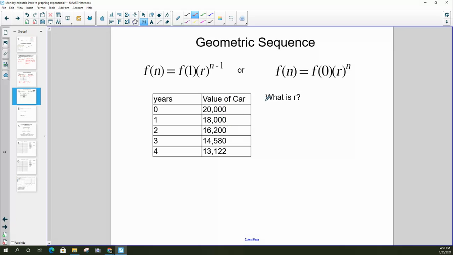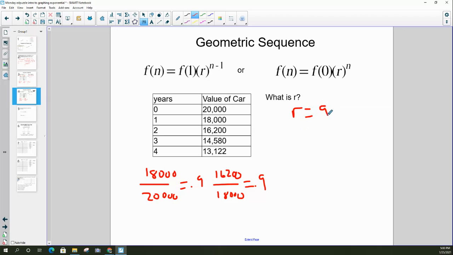So the first thing we have to do is find the common ratio. This one is going down. It's decreasing. So what am I multiplying by to make it smaller? It's going to be a number between 0 and 1. What is that number? Let's divide. 18,000 divided by 20,000 equals 0.9. Let's check one more, to make sure it's the same every time. 16,200 divided by 18,000 is also 0.9. So in this case, my common ratio is 0.9.